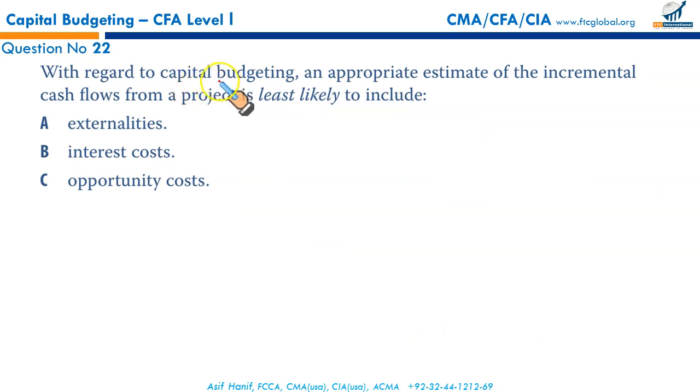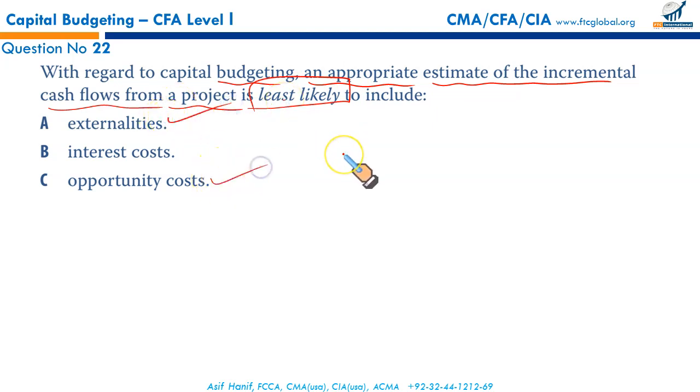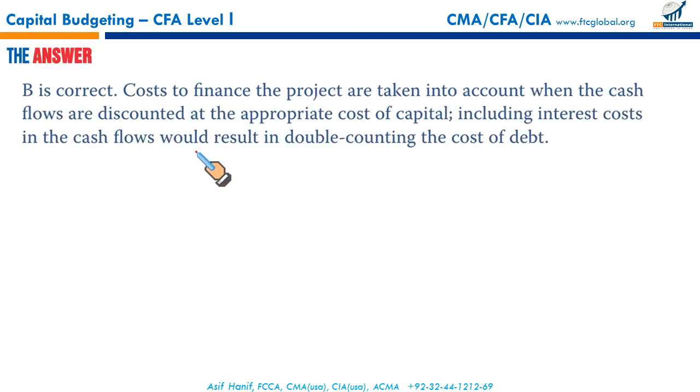Finally, with regard to capital budgeting, an appropriate estimate of incremental cash flows from a project is least likely to include what? Externalities, yes, considered in capital investment projects. Opportunity cost, what you sacrifice for the project, yes, it is considered. Interest costs, no. Why? Because the interest cost is already embedded in our discount factor. If you consider the interest payments as well, that will be double counting. So that's why interest payments are not considered. So that makes B the least likely one.